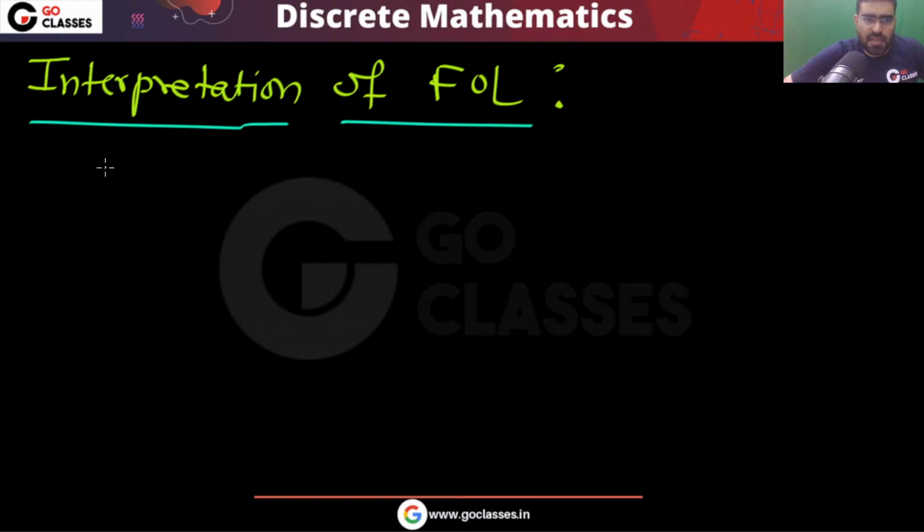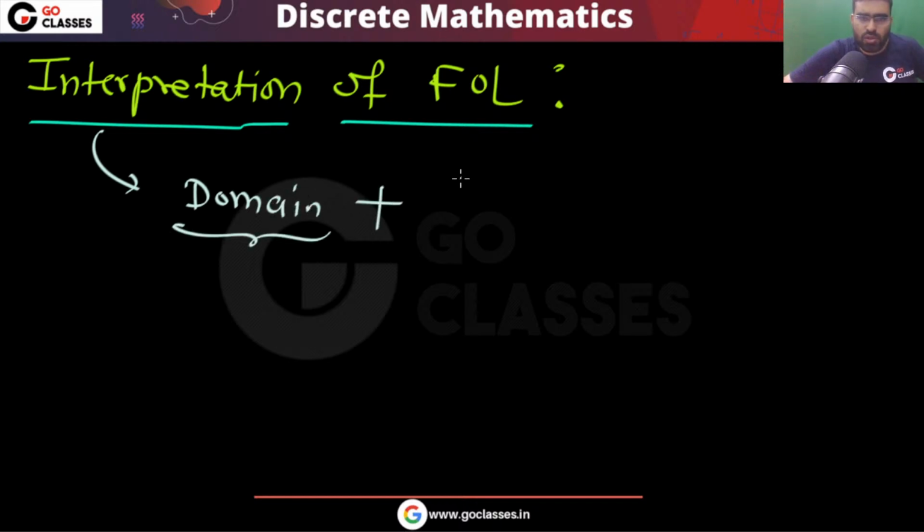Interpretation basically means: give me a domain, plus in that domain you give me the truth value of every predicate for all elements. So basically you give me the domain plus the predicates. These two things, domain plus predicate, are called an interpretation.